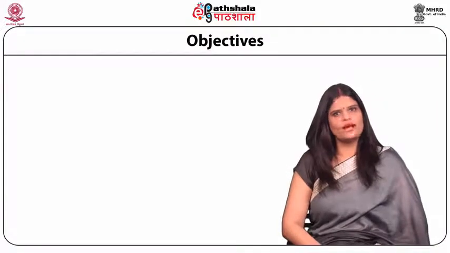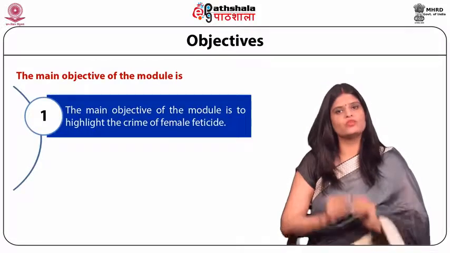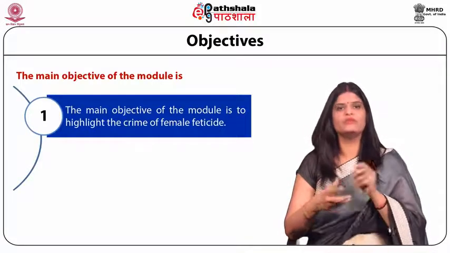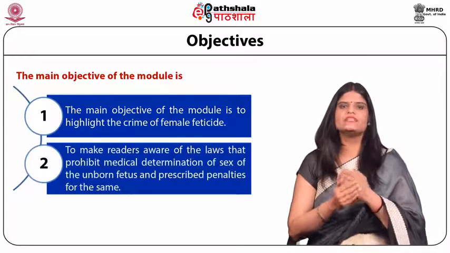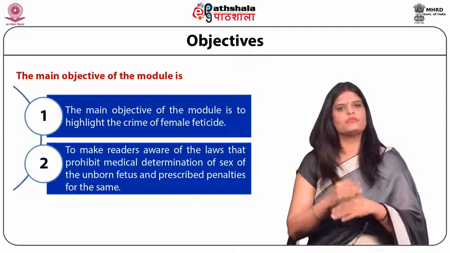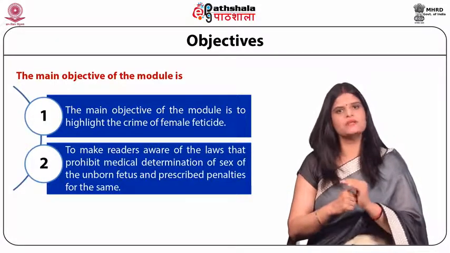Today we are going to discuss a module, Female Feticide, under the paper Women and Law, under the discipline Women's Studies. First of all, I would like to tell you the objectives of the module. The main objective of the module is to highlight the crime of female feticide. Another objective is to make the reader aware of the laws that prohibit medical determination of sex of the unborn fetus and prescribed penalties for the same.